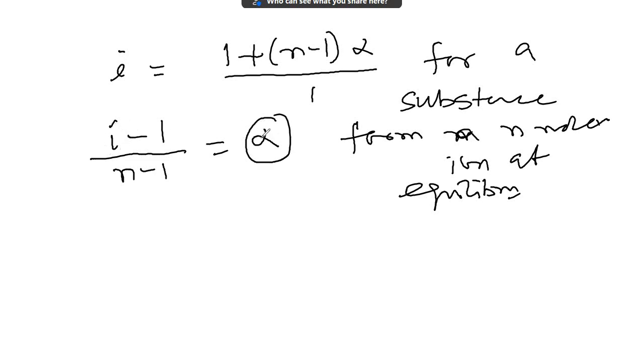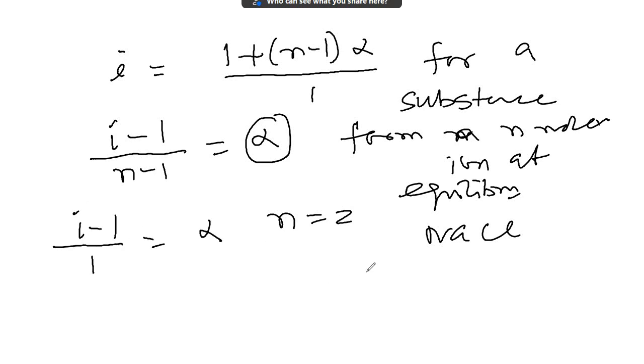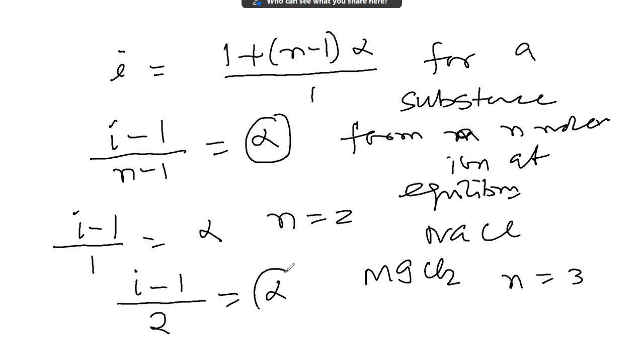i is the Van 't Hoff factor, alpha is the degree of dissociation. When n is equal to 2, as for example NaCl, (i minus 1) by (2 minus 1) is equal to alpha. For MgCl2, it breaks up into 3 mole ions, so n is equal to 3. So (i minus 1) by (3 minus 1), that is by 2, is equal to alpha. For 4, (i minus 1) by 3. In this way, we can find the relationship between the degree of dissociation and the Van 't Hoff factor.